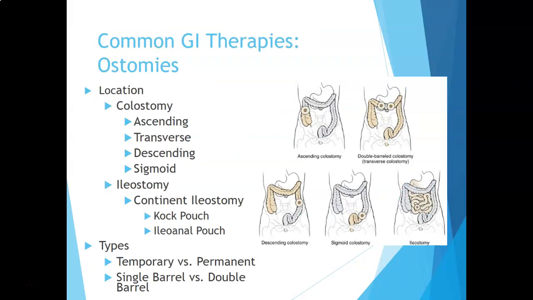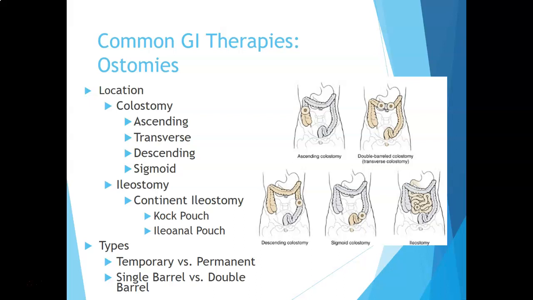So next we're going to talk about ostomies. Again, this is mostly a recap from 103, so I'm going to kind of fly through it. I want you to know that ostomies can be in different locations. So colostomy can be in the ascending, transverse, descending, or sigmoid colon, and an ileostomy will be obviously in the ileum somewhere.